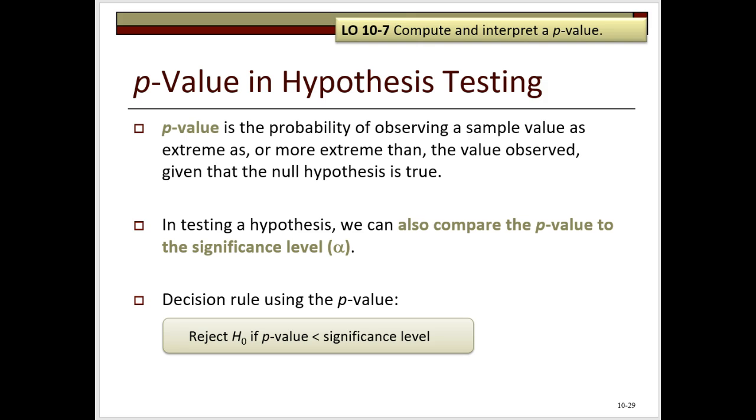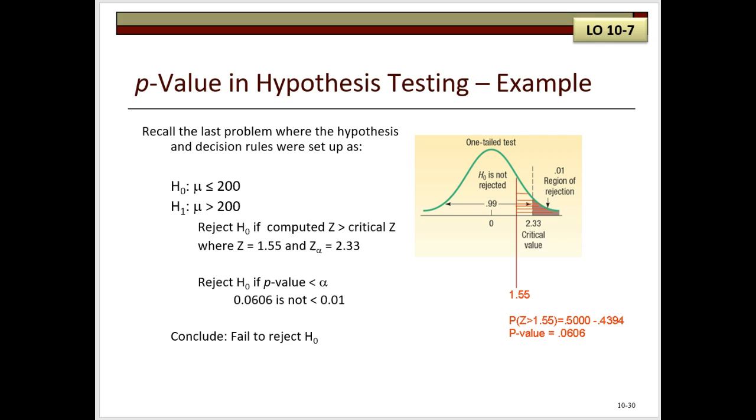As a general decision rule, we will reject the null hypothesis if the p-value is less than the stated significance level. When the p-value is smaller than the significance level, this means that the computed statistic is within the rejection region of the distribution. Whether we are using the p-value or the computed value as a decision rule, the conclusion we make should always be the same.